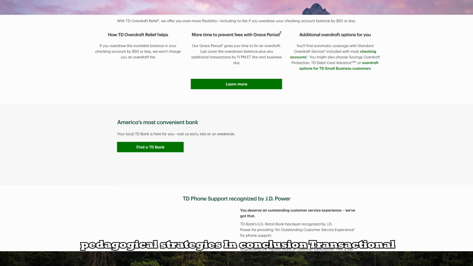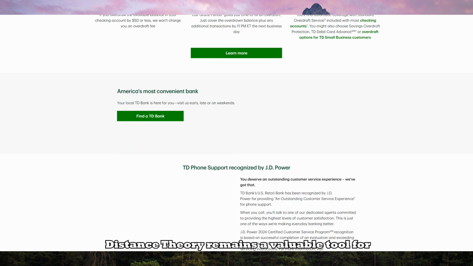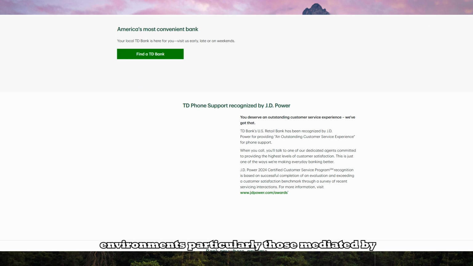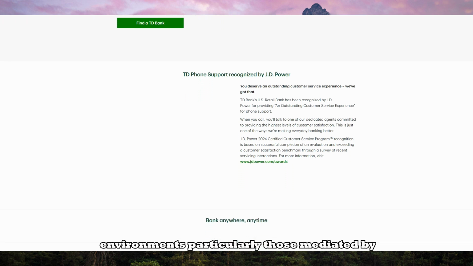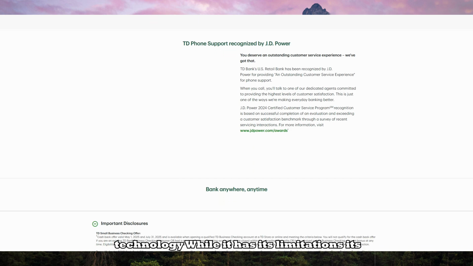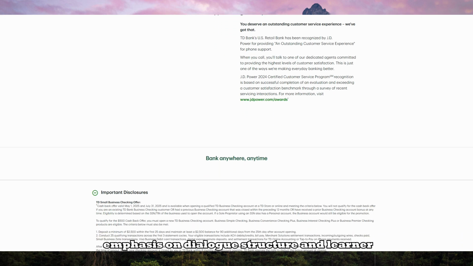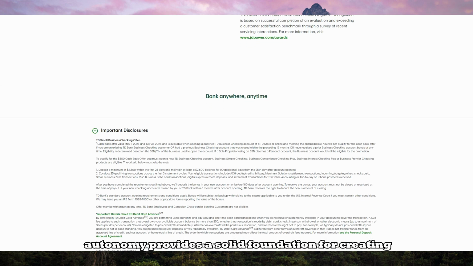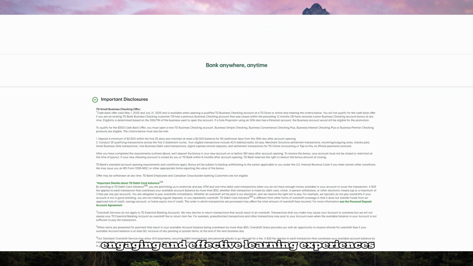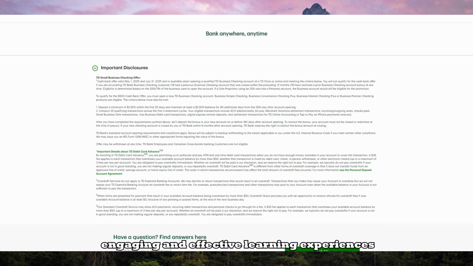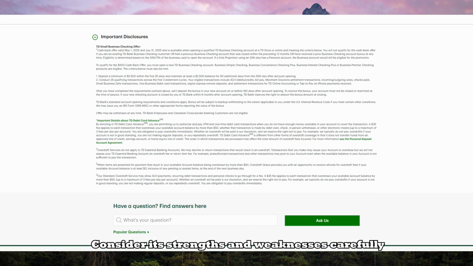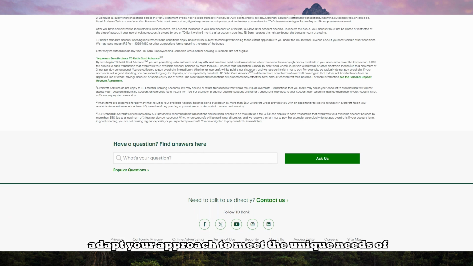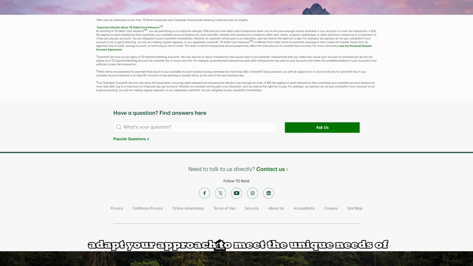In conclusion, transactional distance theory remains a valuable tool for understanding the dynamics of learning environments, particularly those mediated by technology. While it has its limitations, its emphasis on dialogue, structure, and learner autonomy provides a solid foundation for creating engaging and effective learning experiences. Consider its strengths and weaknesses carefully when designing your learning programs, and always adapt your approach to meet the unique needs of your learners.